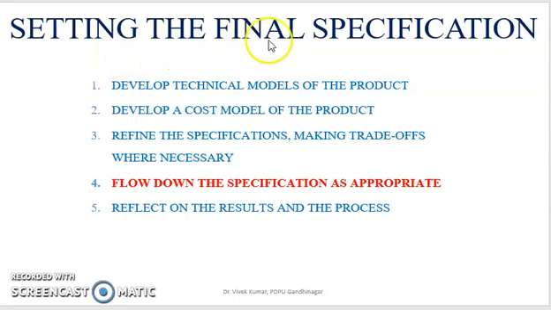The next step in setting the final specification is to flow down the specification as appropriate. This step is generally used while setting specifications of a highly complex product consisting of multiple subsystems or subassemblies. The different subassemblies are designed by multiple development teams. In such a context, specifications are used to define the development objectives of each of the subsystems as well as for the product as a whole. The challenge in this case is to flow down the overall specification of the product to specifications for each subsystem.